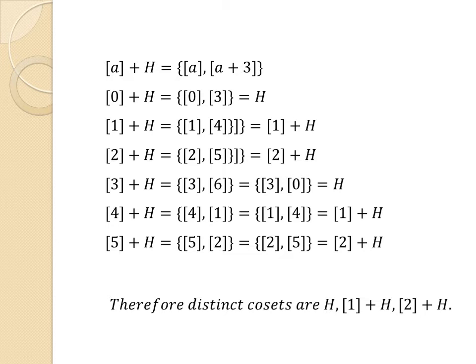Now look at the distinct cosets from the above results. 0 plus H and 3 plus H give the result H, so you will choose H only once. Next, 1 plus H and 4 plus H give the result 1 plus H, which we take only once. 2 plus H and 5 plus H give the same result, 2 plus H. So the distinct cosets of the given set are H, 1 plus H, 2 plus H. These are all the different cosets of the given set.